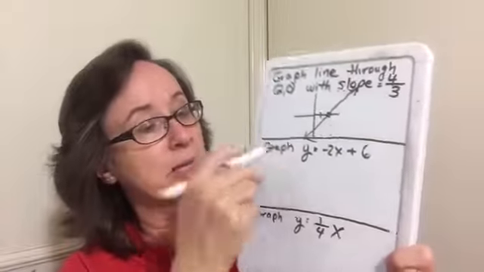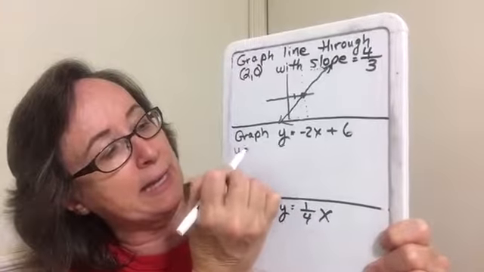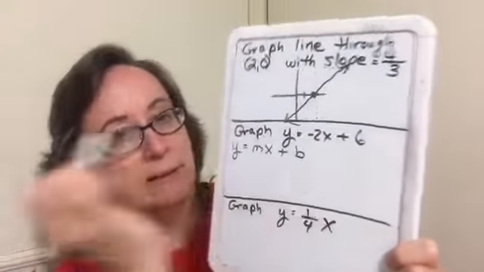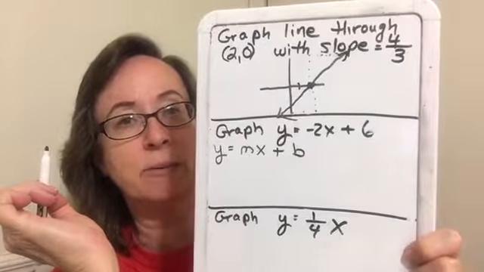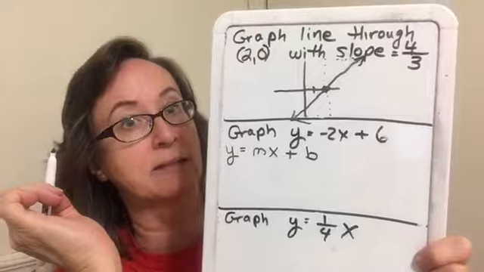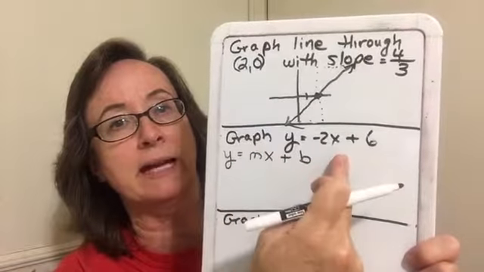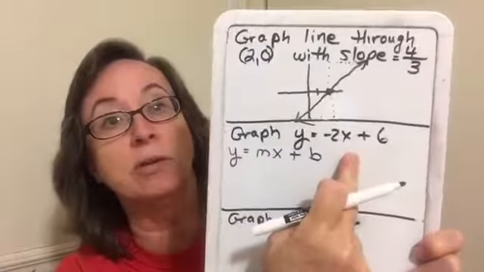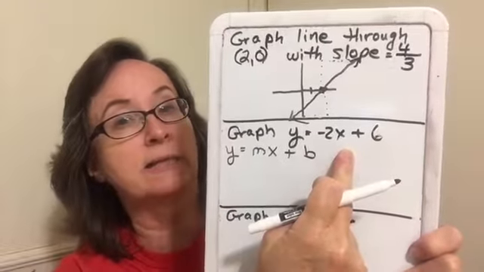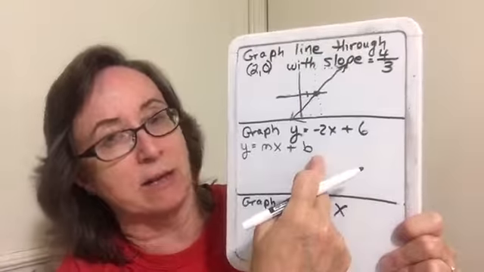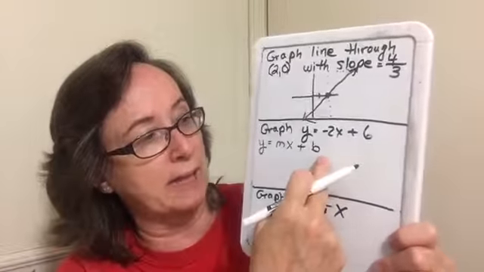Remember, we said slope-intercept form is y is mx plus b. All right, so this equation that we're looking at has solved for y. Y is whatever is with the x, and it is a negative 2 that is with the x, is going to be your slope. And this 6 over here is our little b, which is our y-intercept.